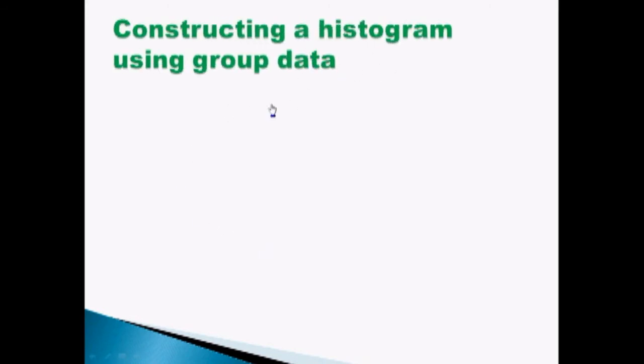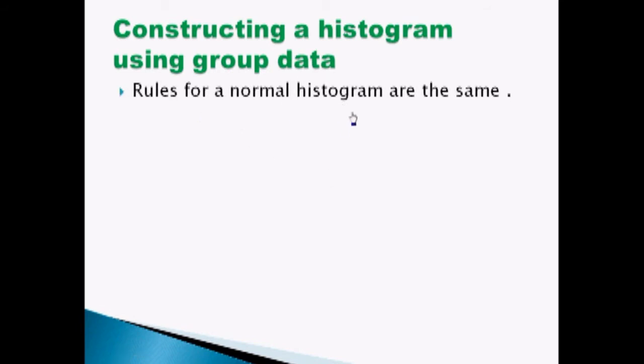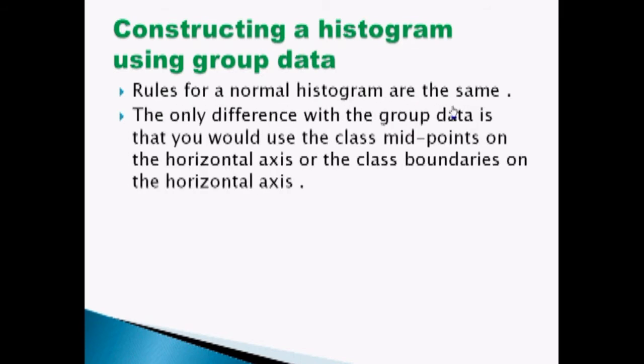Constructing a histogram using grouped data. Rules for a normal histogram are the same. So the same rules that you were using before with the histogram that we looked at earlier in the lesson, we use the same rules. The only difference with grouped data is that you would use the class midpoints or the class boundaries on the horizontal axis. This is the only difference between the histogram for grouped data and the histogram for ungrouped data.